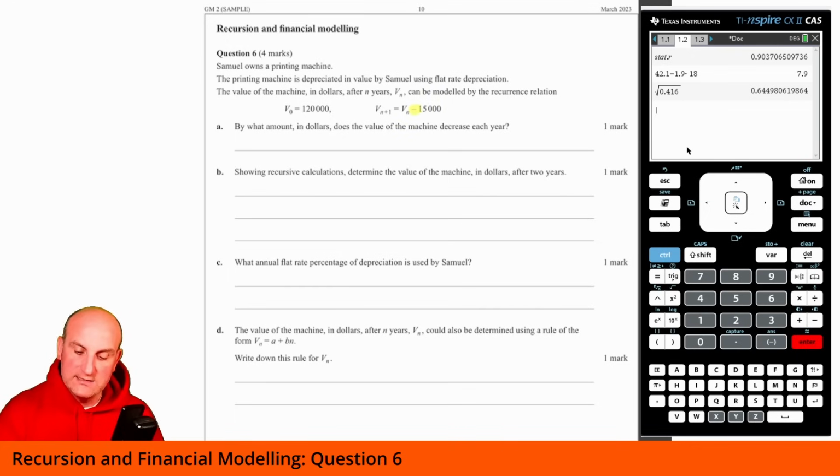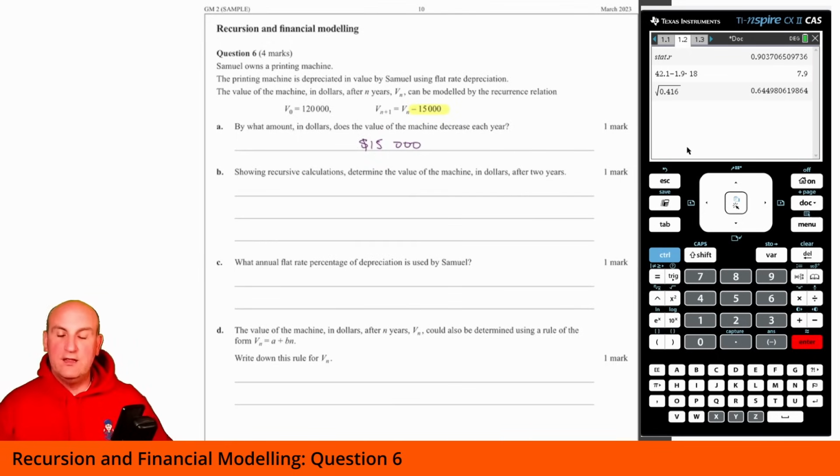Well, again, we can see this here, that minus value, that's what it's depreciating by. So I'm just going to write there $15,000. Nice mark. There we go, $15,000. Nice, beautiful mark to start with.